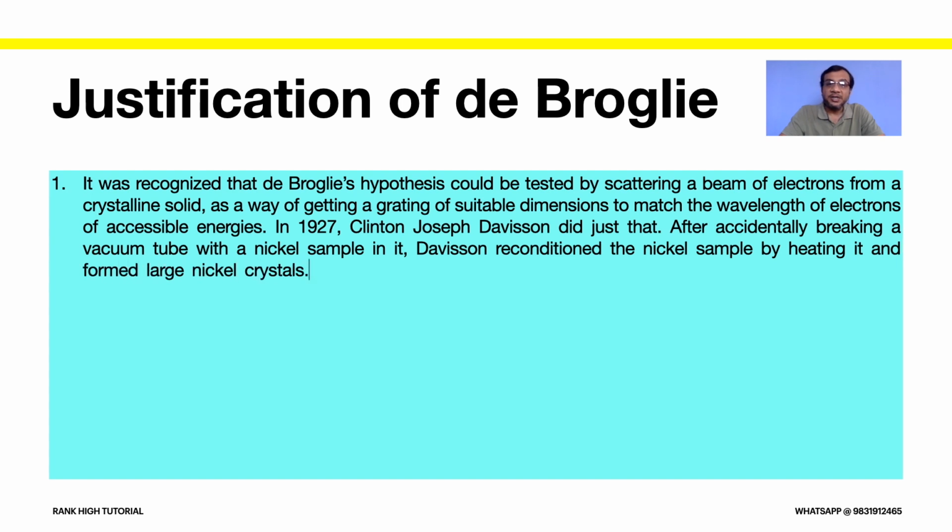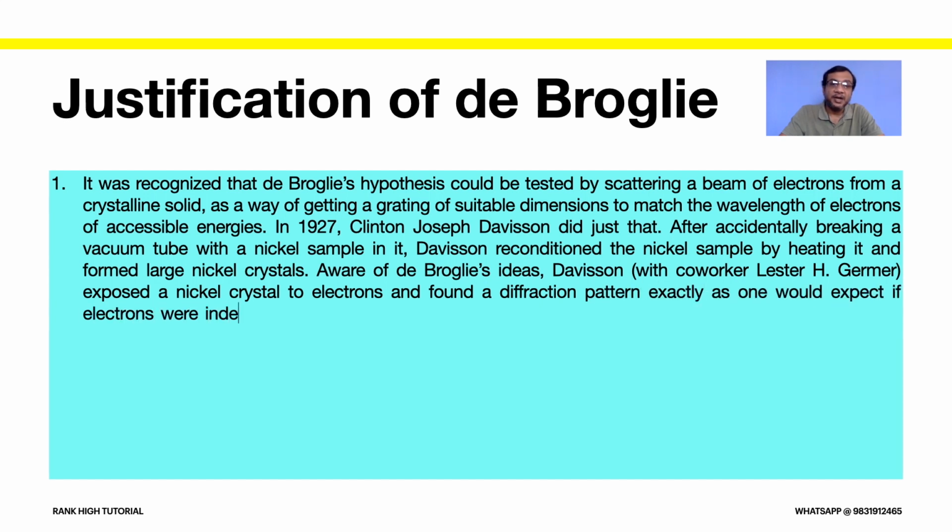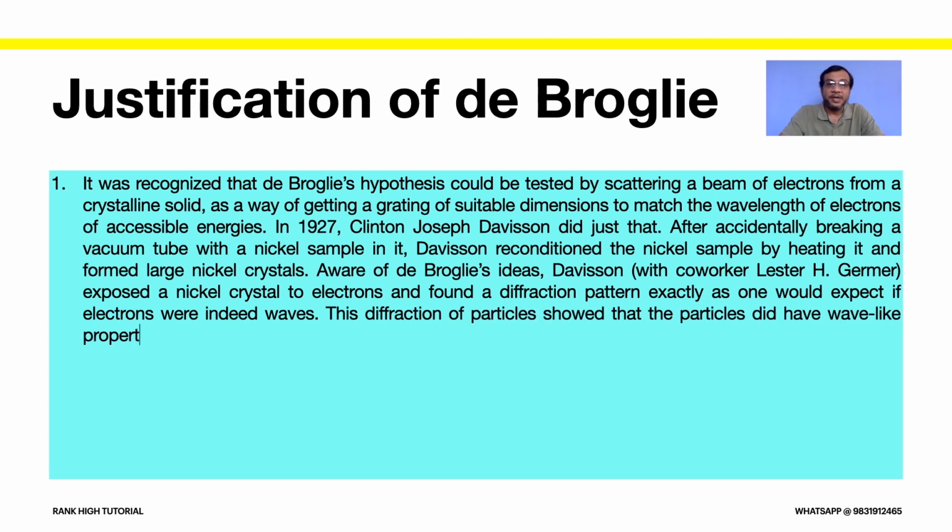Aware of de Broglie's ideas, Davisson, with co-worker Lester Germer, exposed a nickel crystal to electrons and found a diffraction pattern exactly as one would expect if electrons were indeed waves. This diffraction of particles showed that particles did have wave-like properties as predicted by de Broglie.